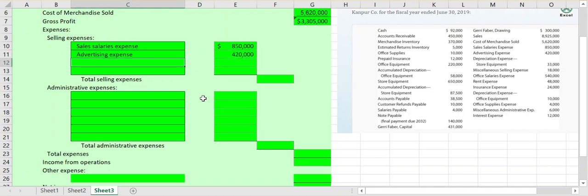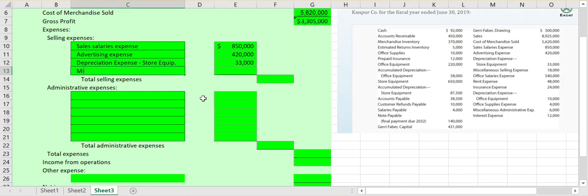We have depreciation expense on our store equipment. So when you're thinking about your store equipment, think about display cases and cash registers. Those would be selling expenses for us as well. And in total, we had depreciation expense on our store equipment of $33,000.